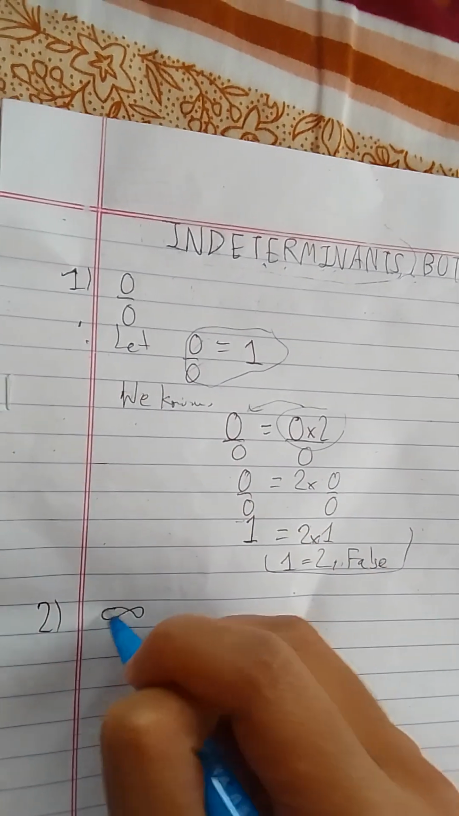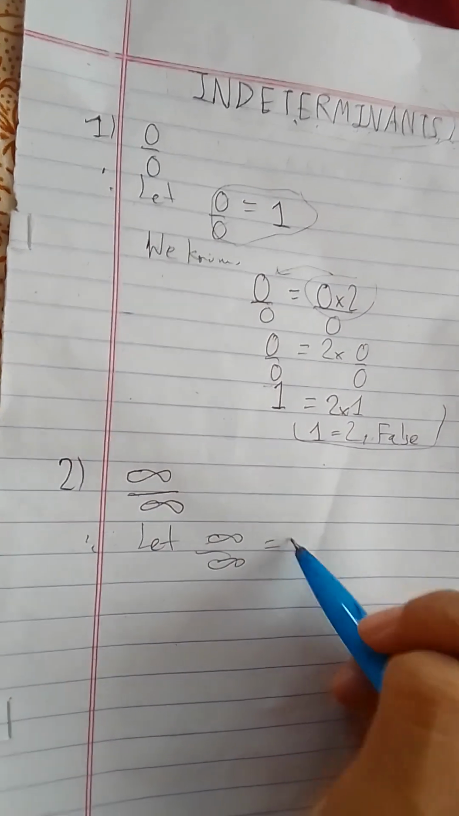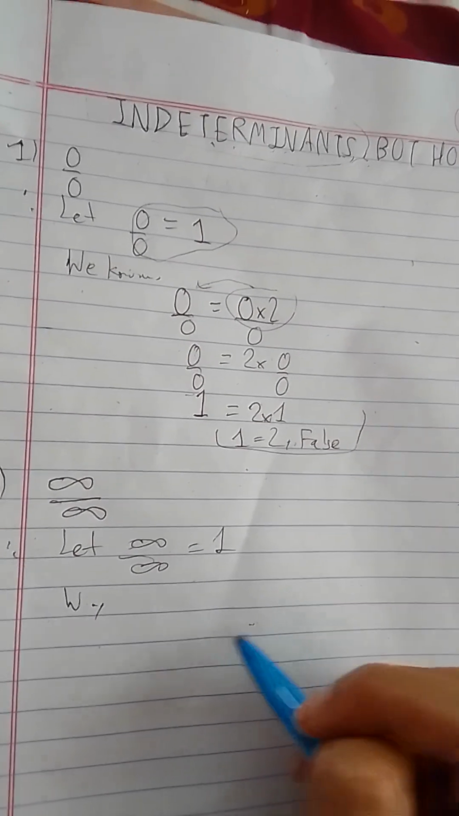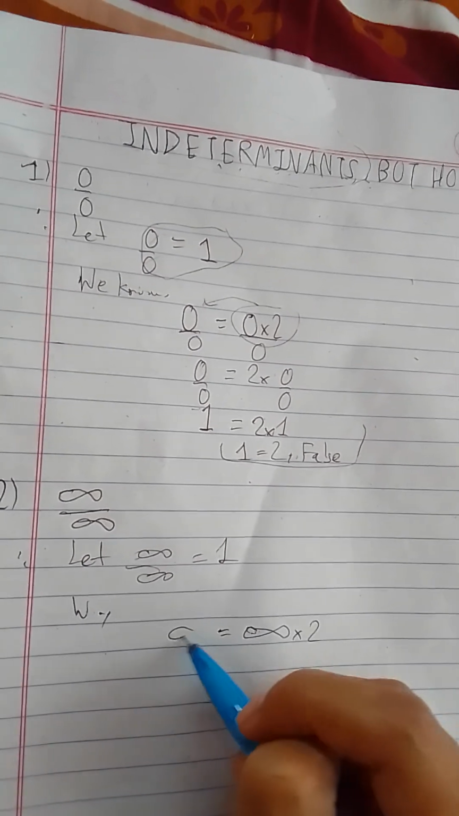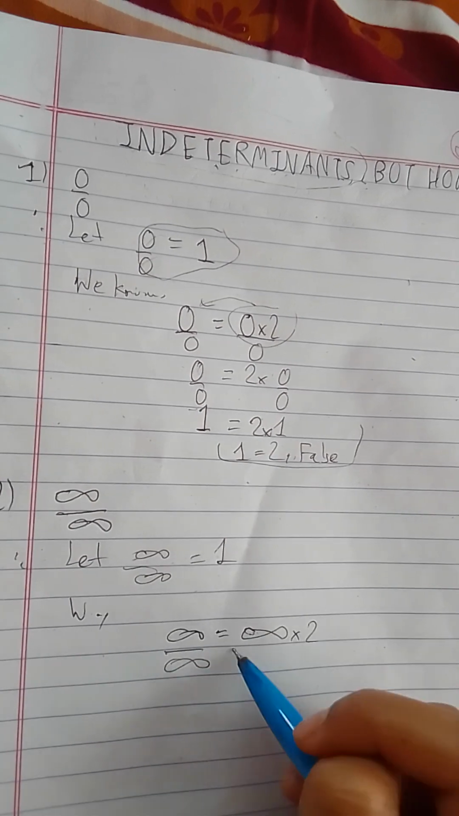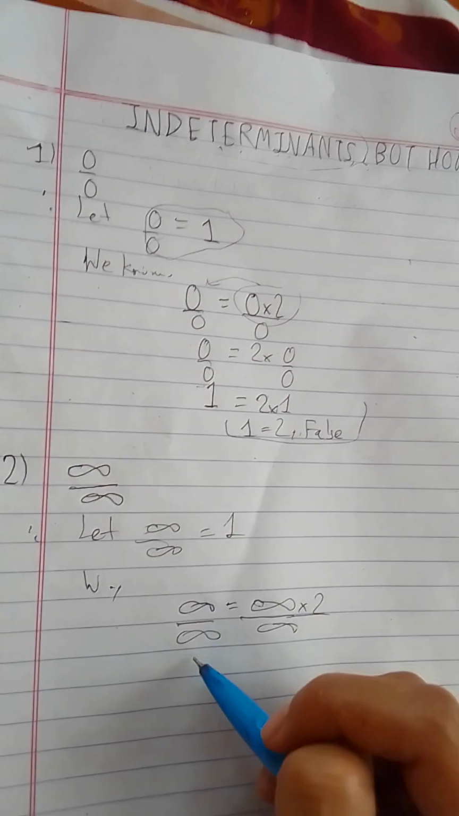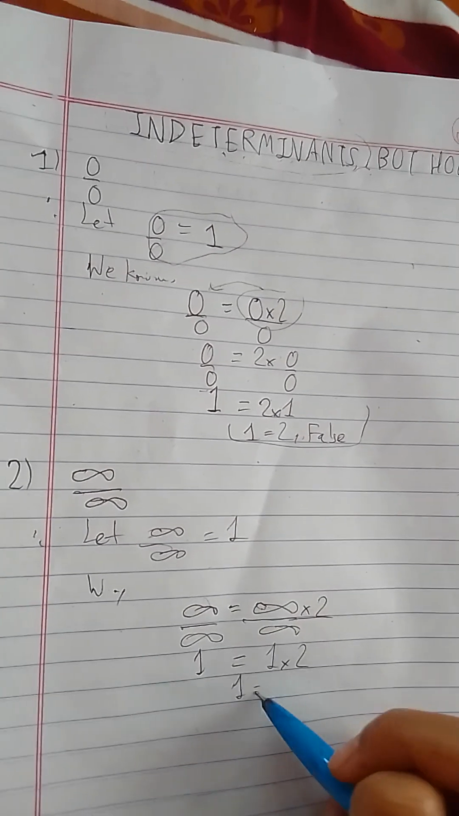2. Similar to this, we have infinity by infinity. So we can again let infinity by infinity equal 1. And we know that any number multiplied by infinity is infinity. So let's multiply 2, and let's divide both sides by infinity. So from here we have 1 equals 1 into 2, 1 equals 2, which is again false. So we have proof by contradiction.